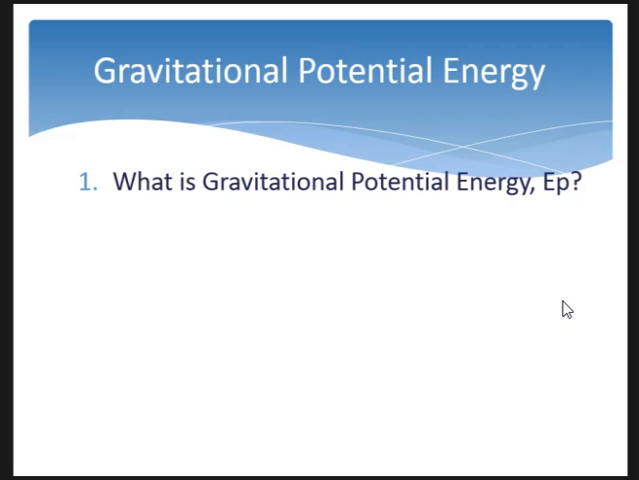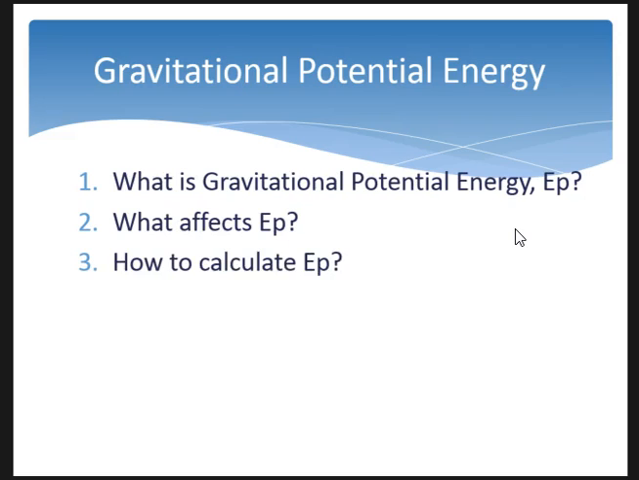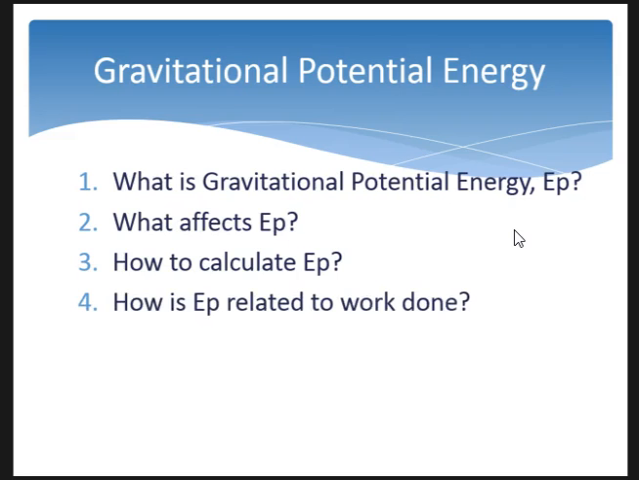The first is this: what is gravitational potential energy? Symbol EP, capital E and a small p. What affects gravitational potential energy? Third, how to calculate gravitational potential energy? And the last, how is gravitational potential energy related to work done? So let's start our exploration here.